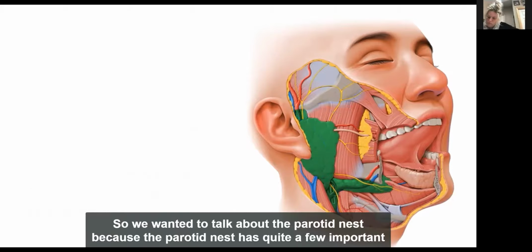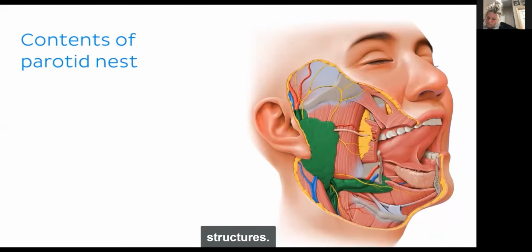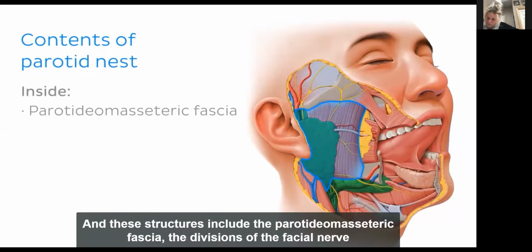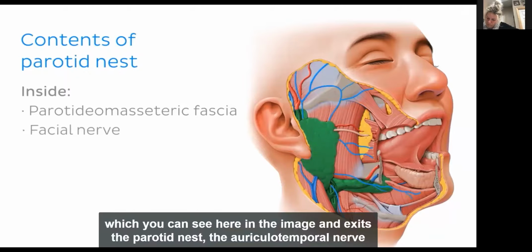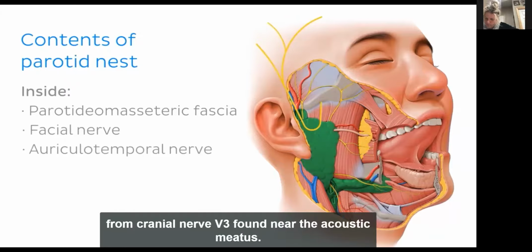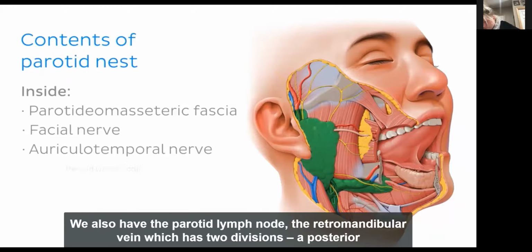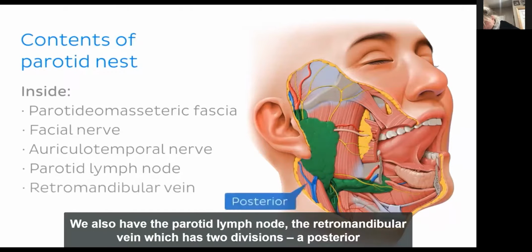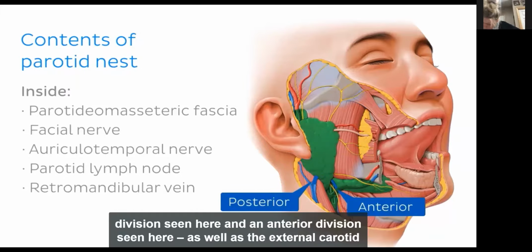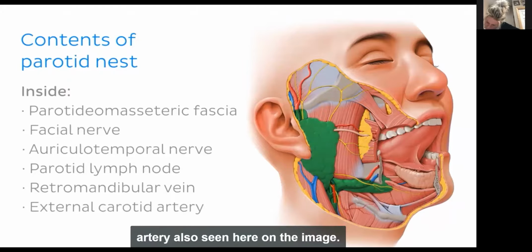So we wanted to talk about the parotid nest because the parotid nest has quite a few important structures. And these structures include the parotidomasseteric fascia, the divisions of the facial nerve, which you can see here in the image, and exits the parotid nest, the auriculotemporal nerve from cranial nerve V3, found near the acoustic meatus. We also have the parotid lymph node, the retromandibular vein, which has two divisions, a posterior division seen here and an anterior division seen here, as well as the external carotid artery, also seen here on the image.